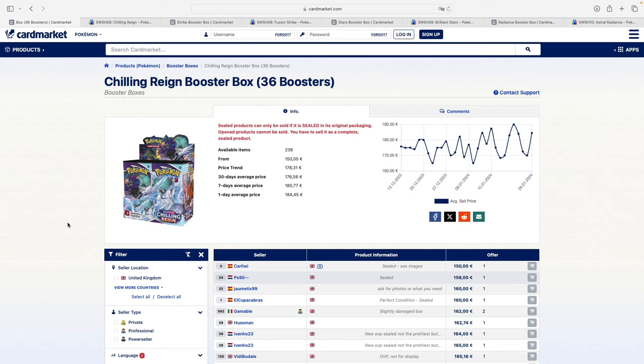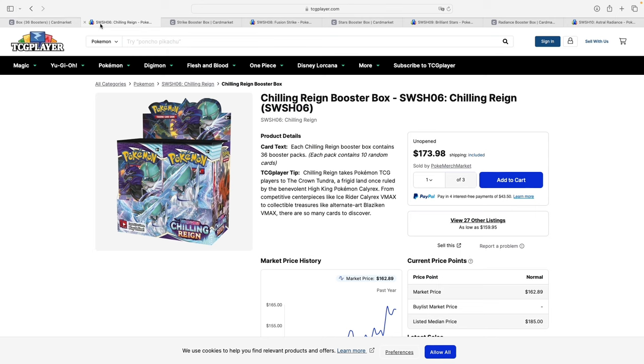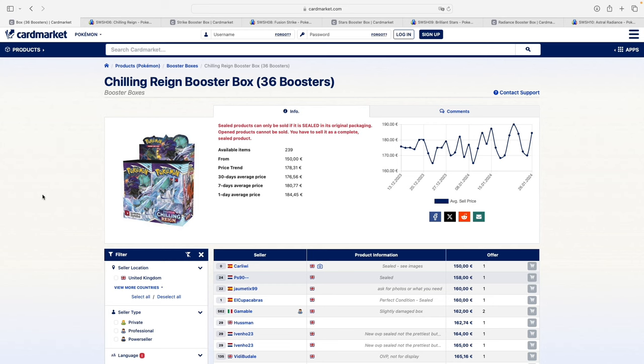Today we're going to take a look at the 4 Sword and Shield sets that we have been following for over a month on the channel. What we're going to do is take a look at the number of boxes available both on Cardmarket, as you can see here, and on TCGPlayer, so both in the European and the American market, as we like to do here on the channel. And we're going to compare them to the numbers we had in the past.